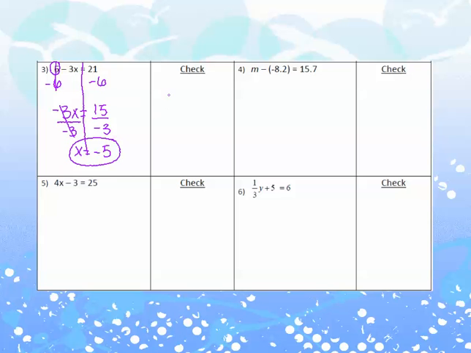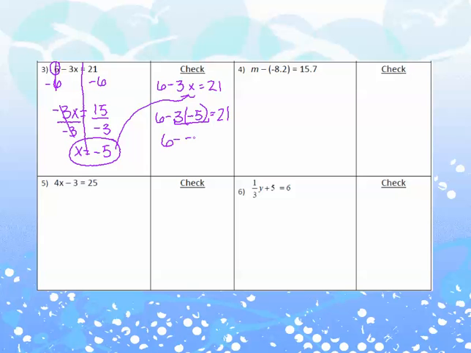That should be your answer, but let's check it to be sure. I'm going to recopy the problem. 6 minus 3x equals 21. Substitute in, so the negative 5 is going in where the x was. 6 minus 3 times negative 5 equals 21. Let's solve it like an order of operations problem. 3 times negative 5 first, which is going to give me negative 15.